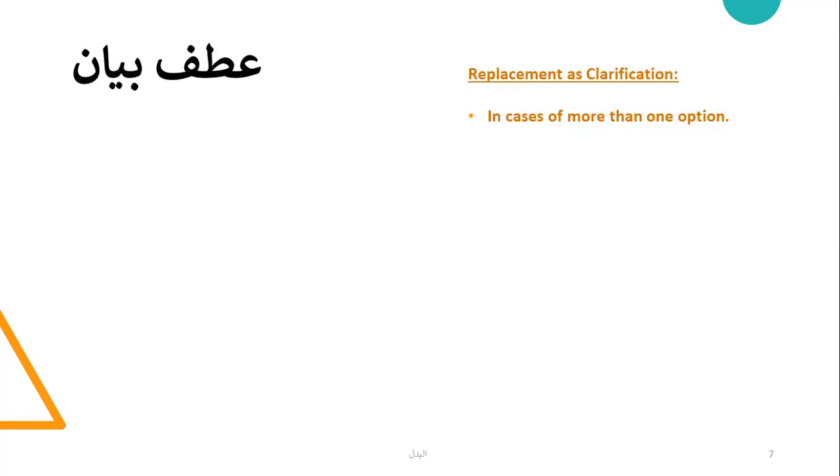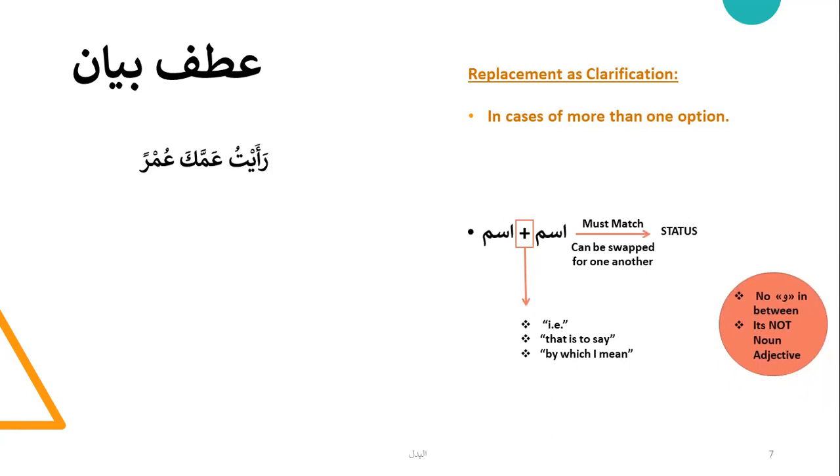You have to understand that this replacement comes as a clarification, which is the case with all of them, but when you have more than one option, this replacement comes in. We'll see all these rules again here. Ra'aytu ammaka umran. So I saw your uncle Umar. Amma, I think, is uncle; anyway, I'll confirm. But for now, amma is uncle, and it's replaced with umran. There is no wow, by the way. Umran is not a noun-adjective, a sifa, to ammaka. It's also matching in status: amma is nasab, it's the detail of who I saw, and umran is also nasab.